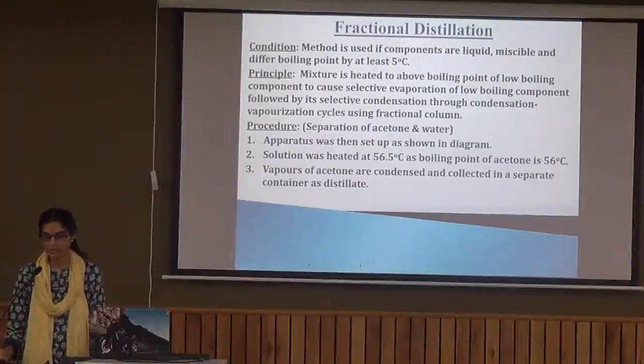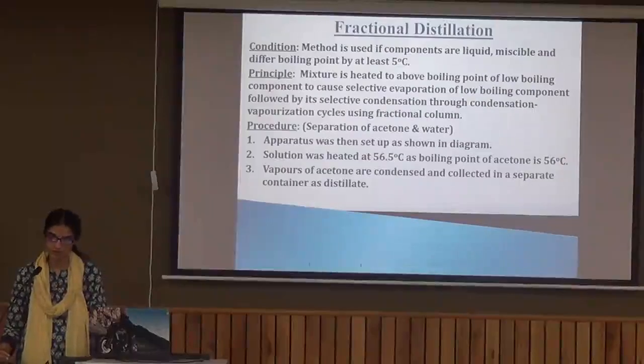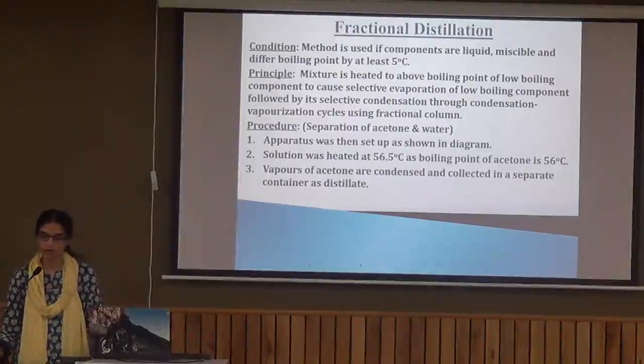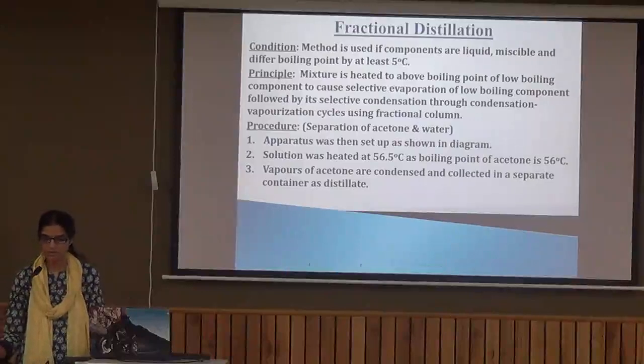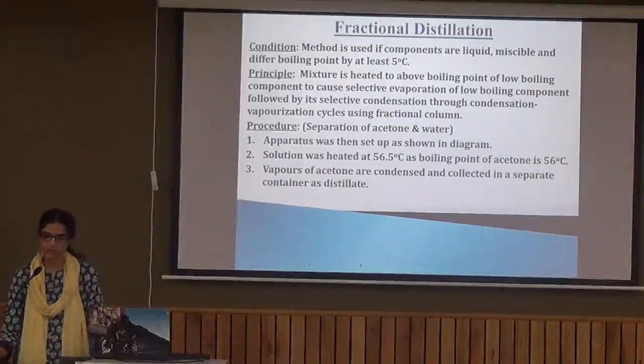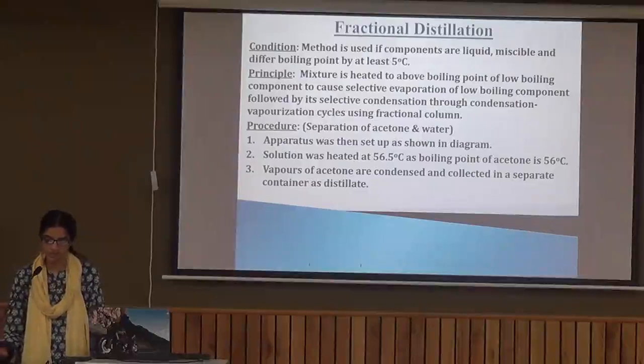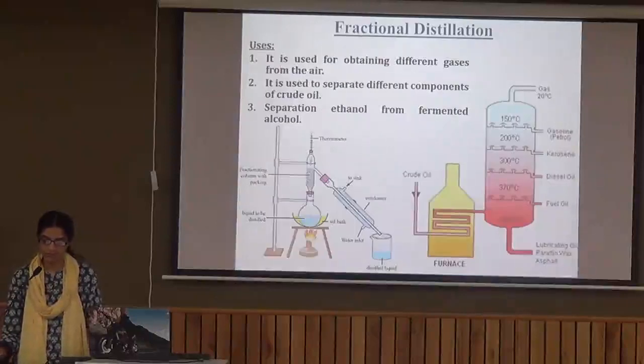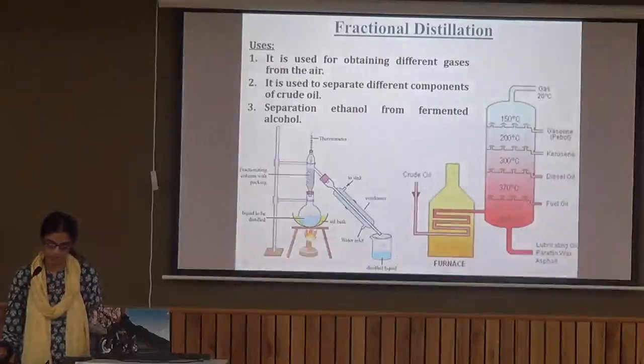We are creating a hindrance so that they reach the condenser after some time, so that we get enough gap between the two components reaching the condenser and we can collect them separately. So this fractionating column is just inserted to hinder the vapors from reaching the condenser fast. When there is a delay in the two component vapors reaching the condenser, we can easily separate them. This is the diagrammatic apparatus shown.